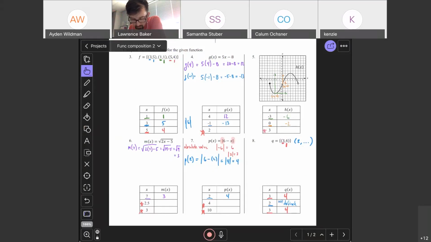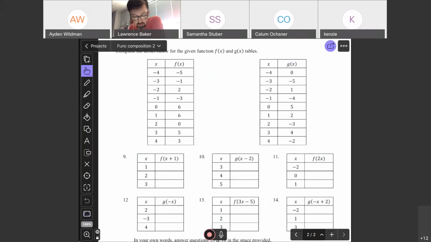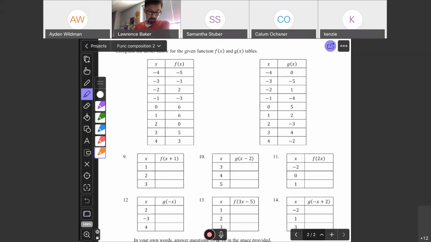So if we flip to the back, first thing I want you to notice is that there's 2 big tables. Okay. There's a table labeled F, and there's a table labeled G. And each of these 6 problems here refers to either F or G. So you need to make sure you're not getting confused. And so on any of the F problems, I'm always going to look back at that table. Right? And any of the G problems, I'm always going to look back at this table.